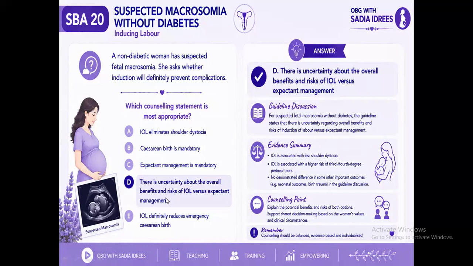For a woman with suspected fetal macrosomia without diabetes, NICE recommends discussing the options of expectant management, induction of labor, and C-section, and the woman should be counseled that there's uncertainty about the overall benefits and risk of induction compared with expectant management. But we do have some evidence to discuss. Compared with expectant management, induction is associated with a lower risk of shoulder dystocia. So does induction eliminate shoulder dystocia? No, it reduces the risk. It does not make it zero.